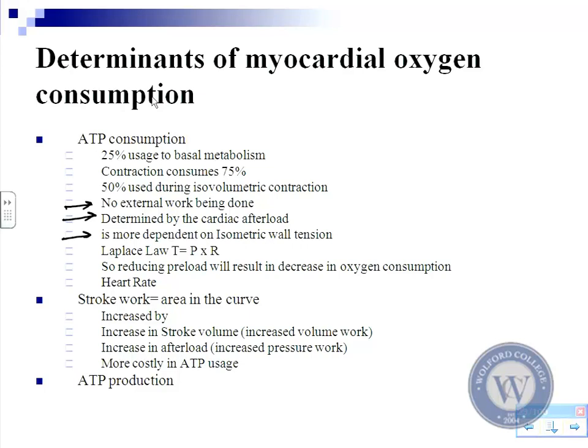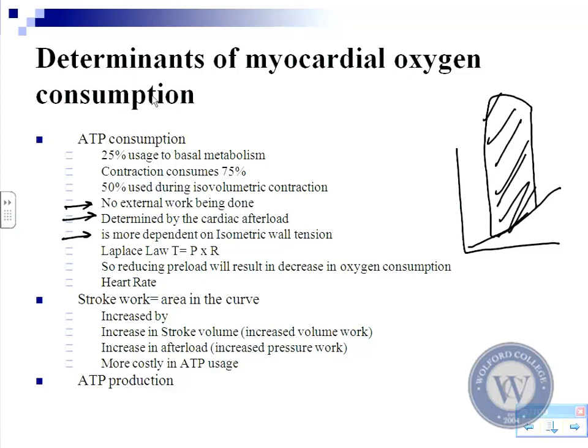Stroke work is actually the area in the curve, which I'll show you in a minute. It's increased by increasing stroke volume and increases in afterload, and it's most costly in ATP usage. What I mean by stroke work is that when you generate your pressure volume curve, the area inside here is the stroke work. Anything that makes the area bigger will make the workload go up. But which one makes it worse? The worst one of these workload-wise is the increased afterload. That's going to make the workload increase the most dramatically.